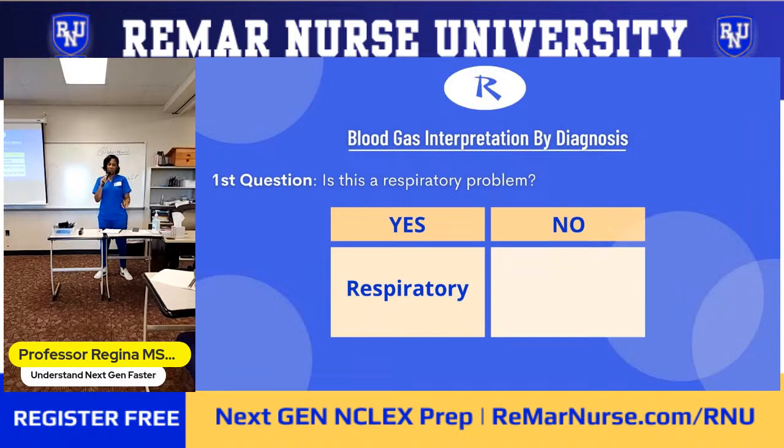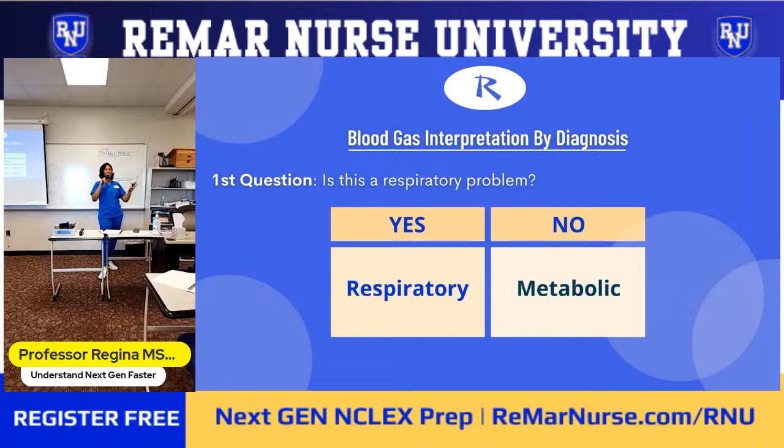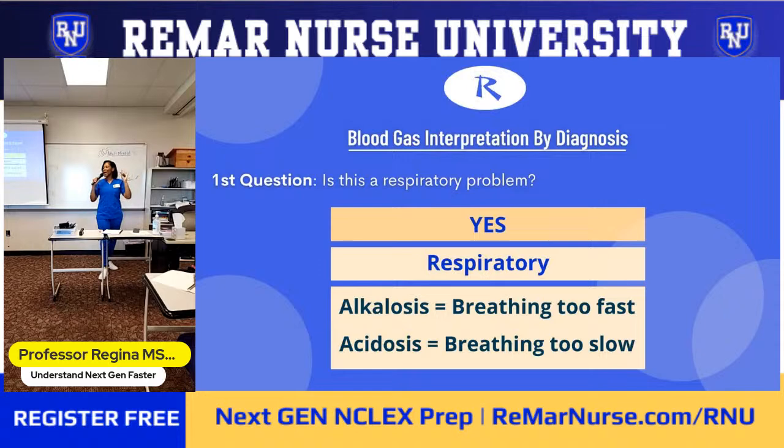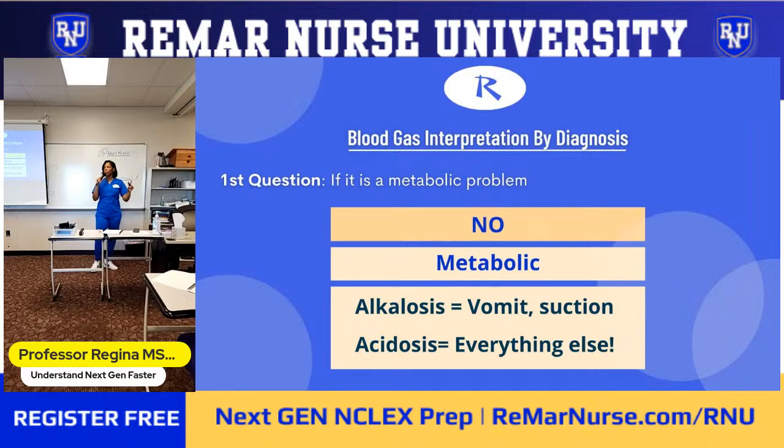Okay, all right, now let's jump over to the next slide. Let's look at metabolic. Not a respiratory problem, it's a metabolic problem. It will be metabolic alkalosis if your patient is vomiting or if your patient is getting gastric suctioning, because that's taking out acid from the stomach. Vomiting is vomiting up gastric acid, so it's going to put you in an alkalosis. Acidosis is everything else. I don't care what it is. The patient's not vomiting or suctioning, it's acidosis.